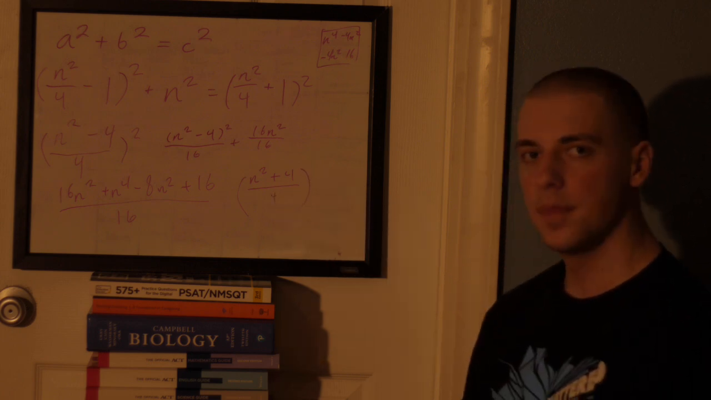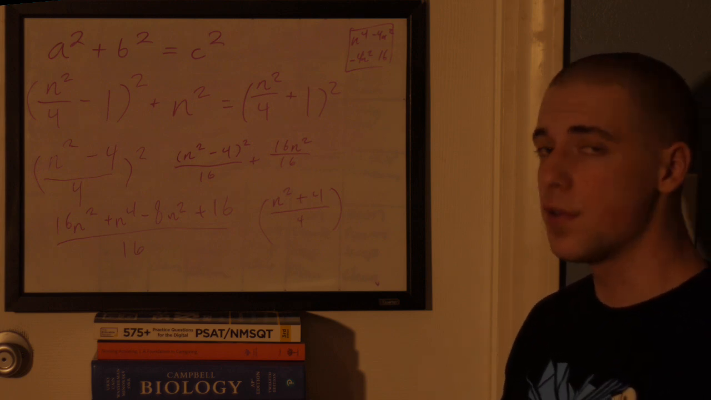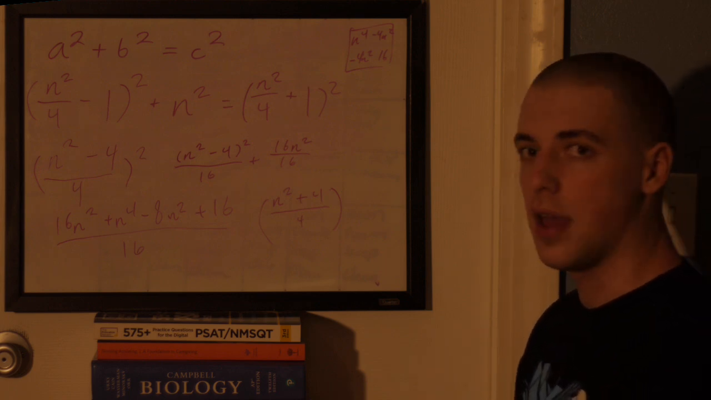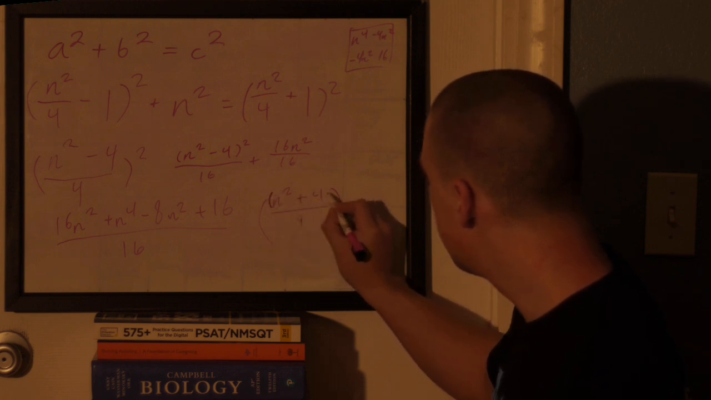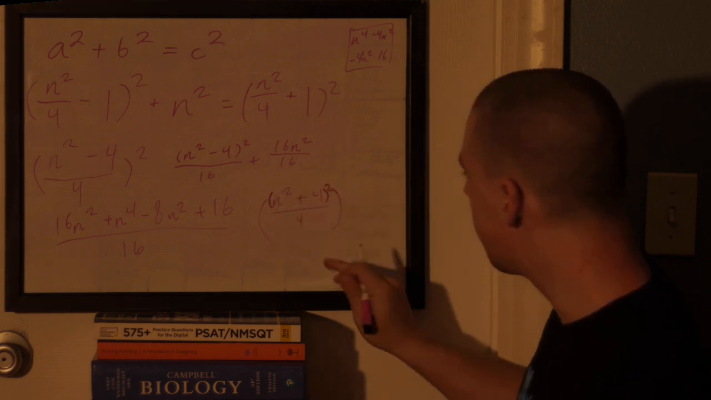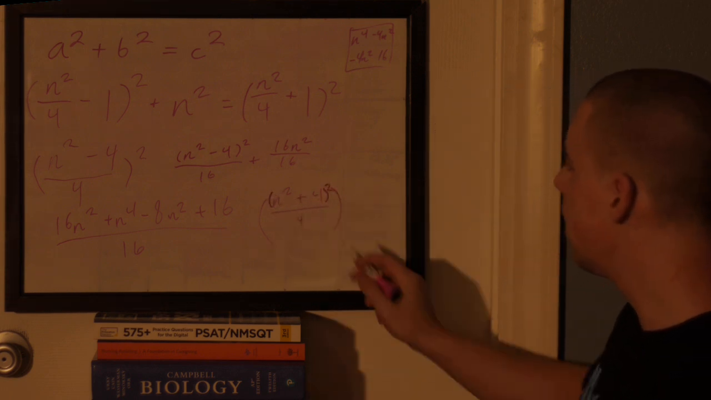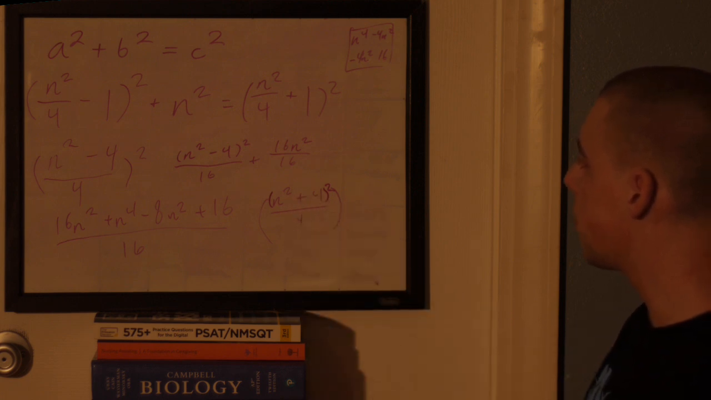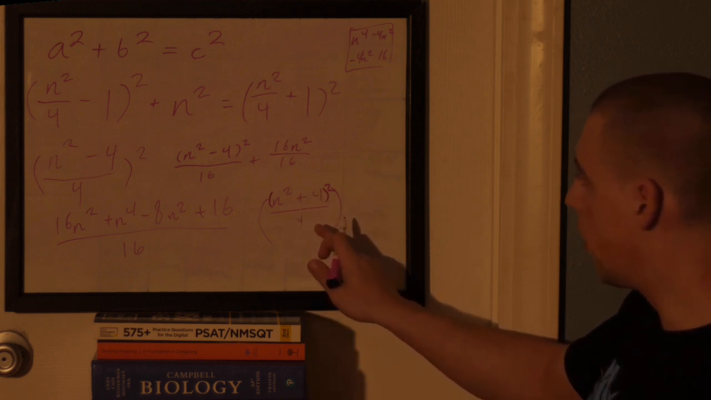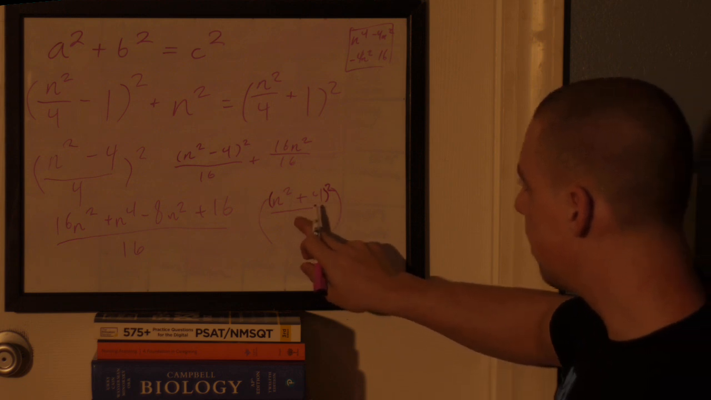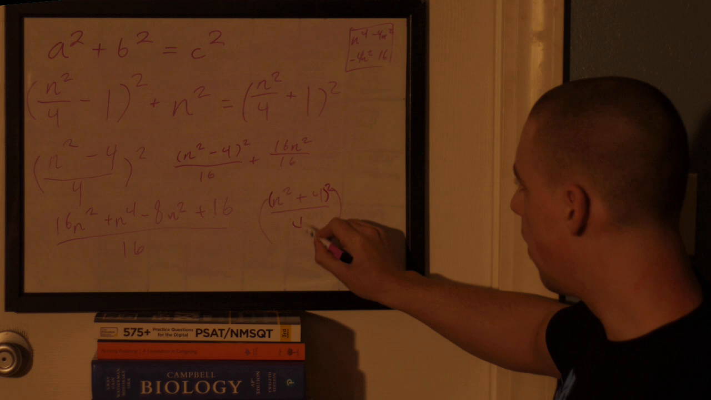My camera battery died, so it's been a few hours, but I'll try to pick up right where I left off. In that time though, I did notice I forgot to write my squared here, because I factored it. It should be (n squared plus 4) times (n squared plus 4) over 4 squared.